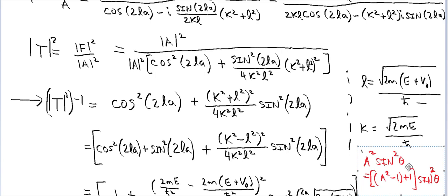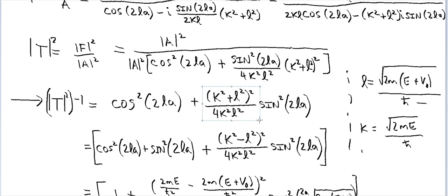So if you have A² sin²θ, you could rewrite that as (A² − 1 + 1) times sin²θ, right? If I subtract 1 from it and I add 1 to it, it's still A², right? Hopefully that's okay. Convince yourself that this is true. If we do that here, something interesting happens.